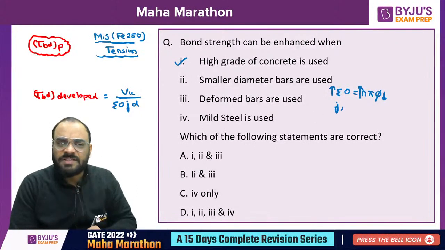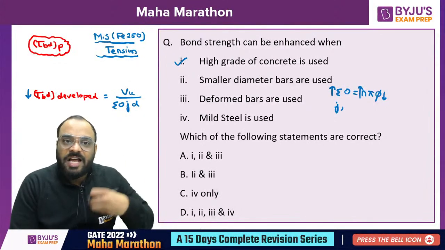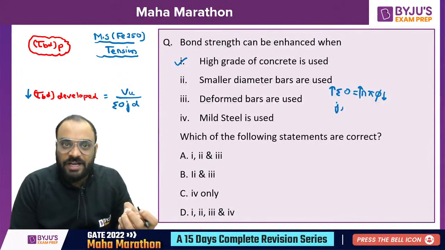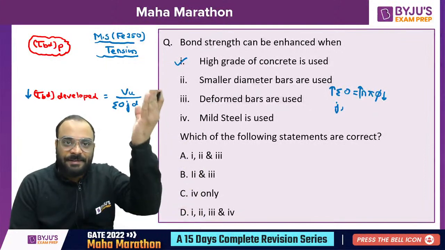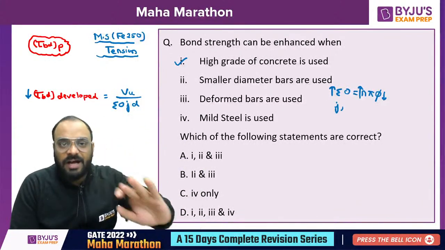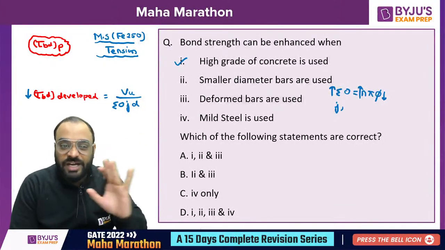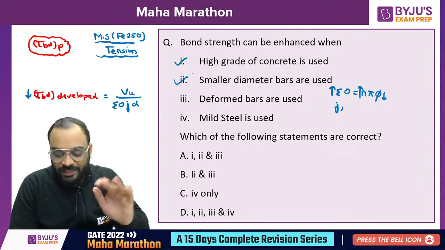If it is increased, the developed bond stress tau BD will decrease, and our task is to reduce the developed bond stress, right? If the permissible value is higher and the developed value is lesser, then our bar is safe in bond, or the beam is safe in bond. So that's why, guys, the second option is also correct.